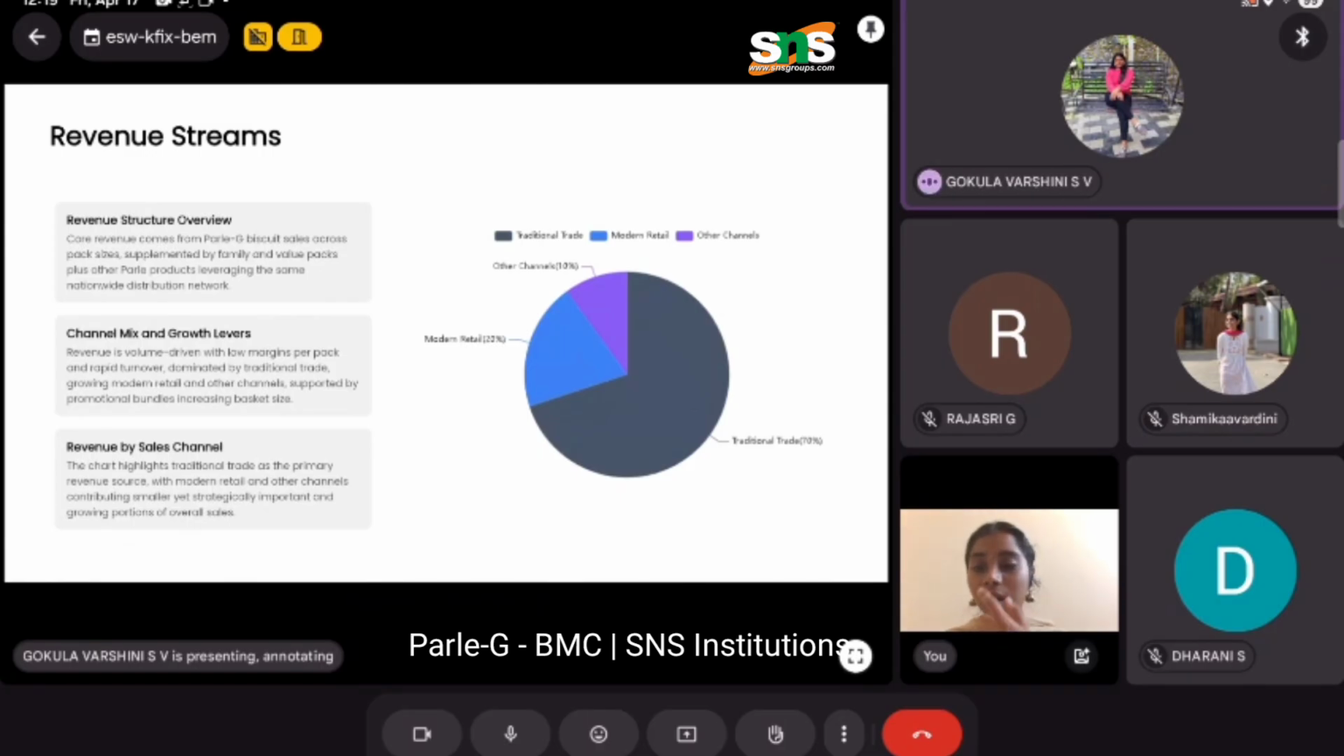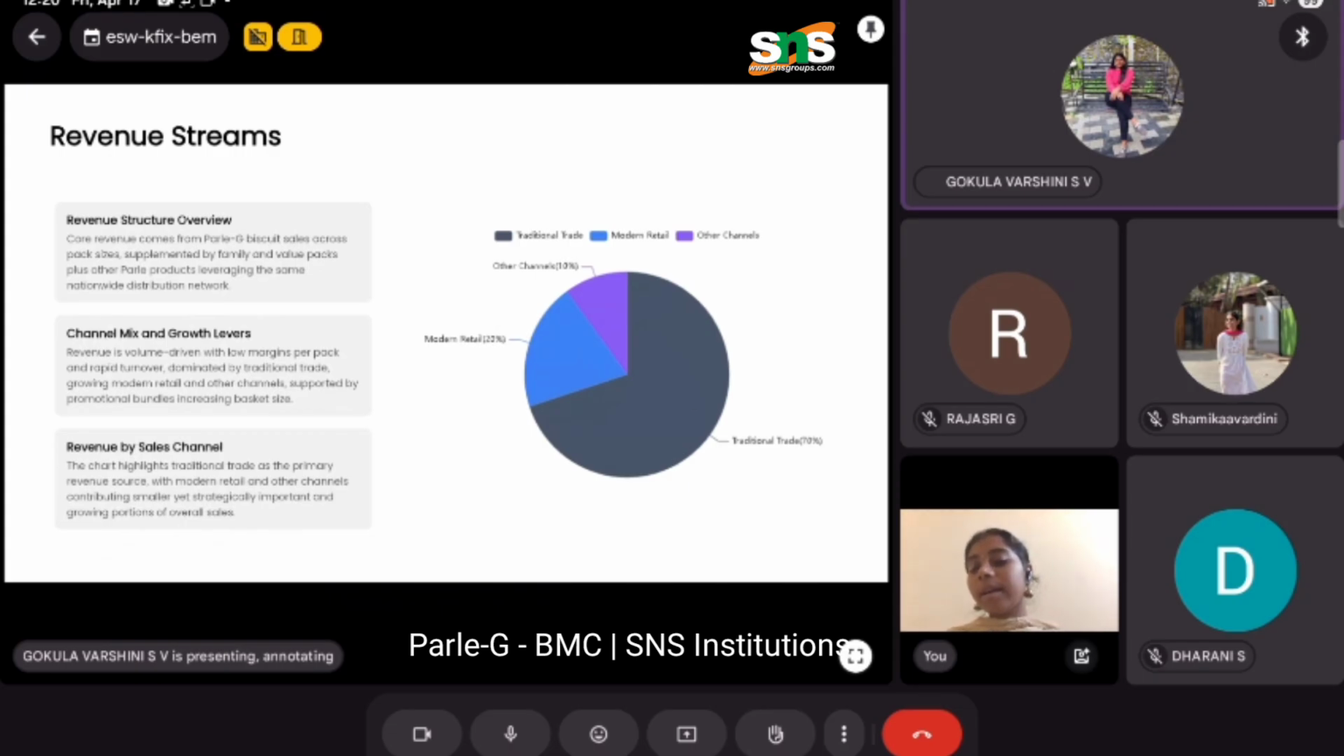Yeah, so I'm going to talk about the revenue streams. Revenue structure and overview. The core revenue comes from the packet sizes, supplemented by family as well as value packs. The next one is the revenue coming from volume driven low margins, that is reducing the packet size irrespective of the number of biscuits present inside it, that is the net quantity.